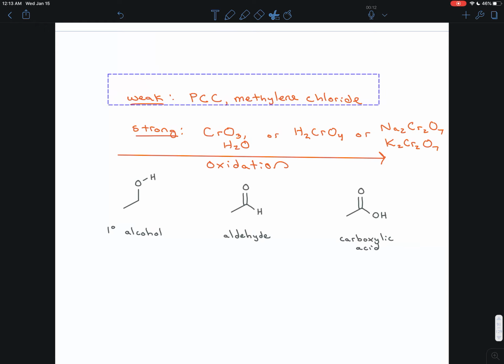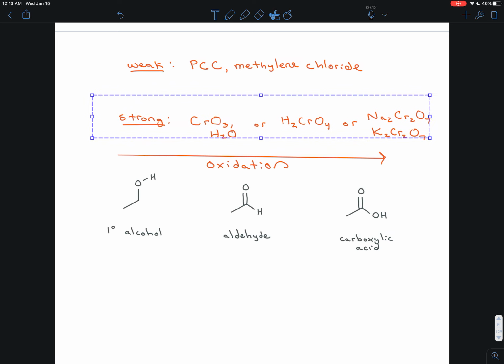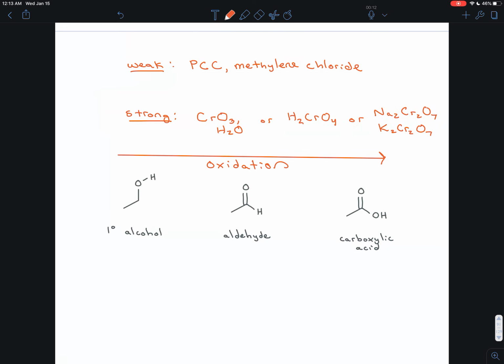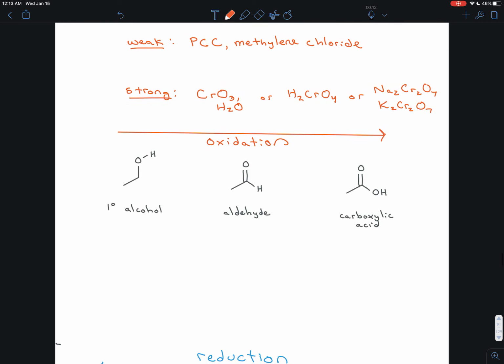Okay, so these are our reagents. Now, just like before, we had strong and weak reducing agents. These are strong and weak oxidizing agents. Now, what do those words mean in this context? In practice, what difference do these make?